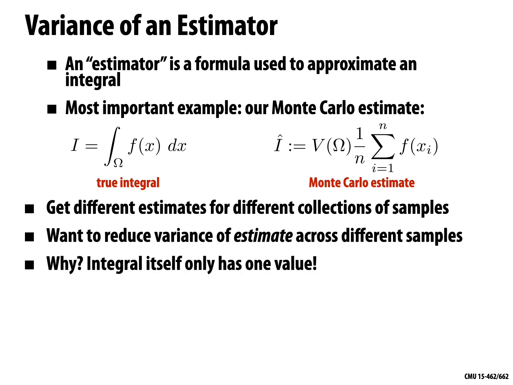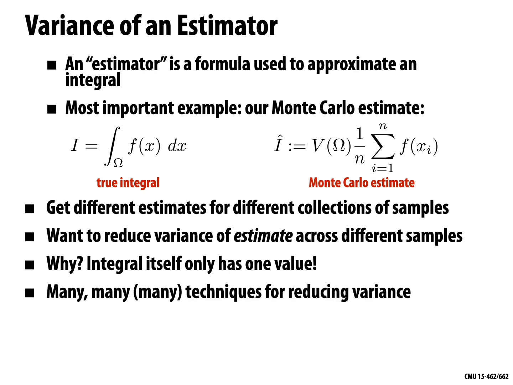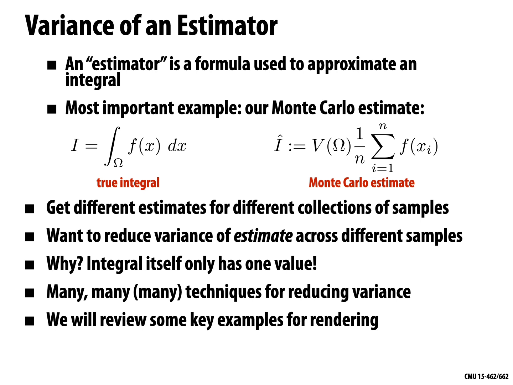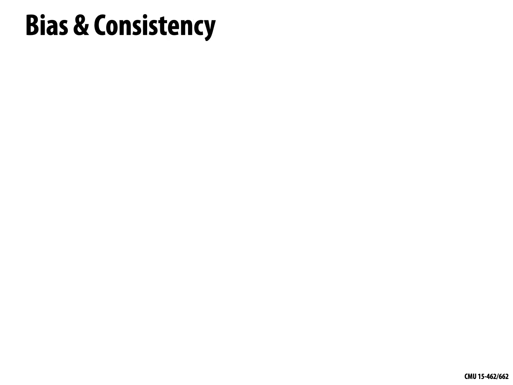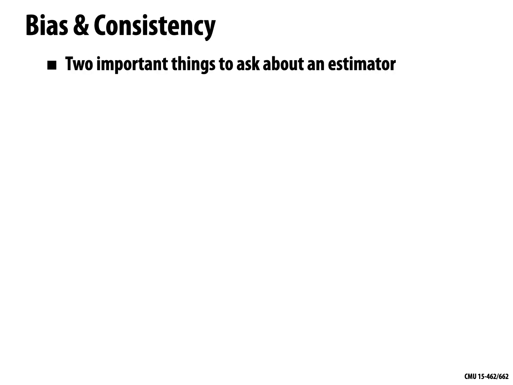Again, why is it that we're trying to reduce the variance of the estimator and not the function we're integrating? Well, because the integral only has one value, right? The function is a fixed function. But there are lots and lots of different techniques for sampling the integrand, for combining those samples to get an estimate. Okay, so we're going to review some key examples for rendering, but a lot of these techniques can be applied more generally.